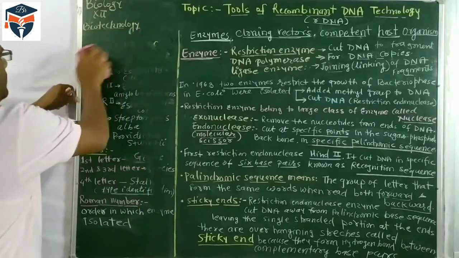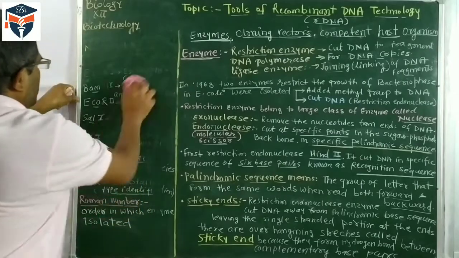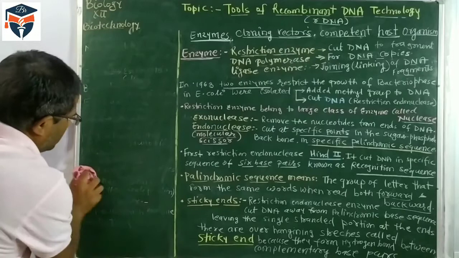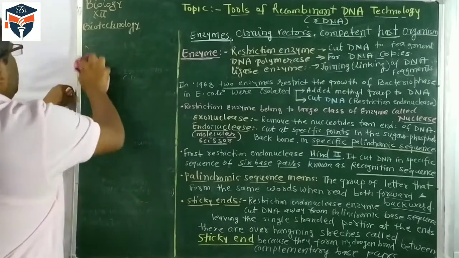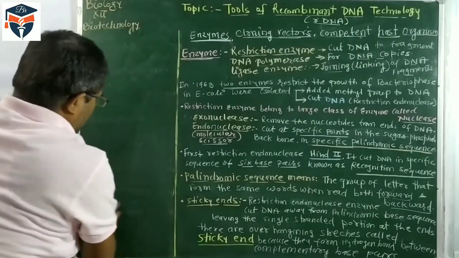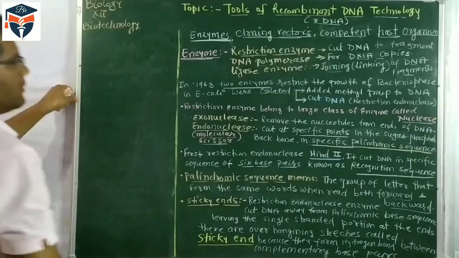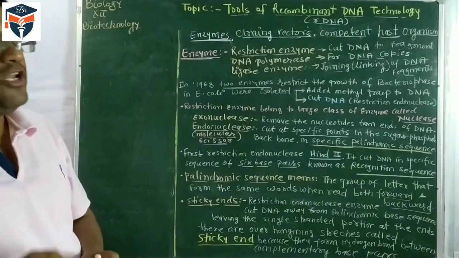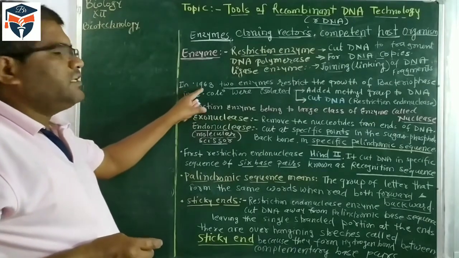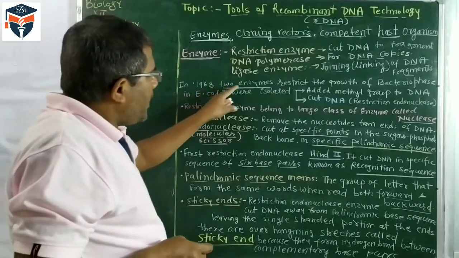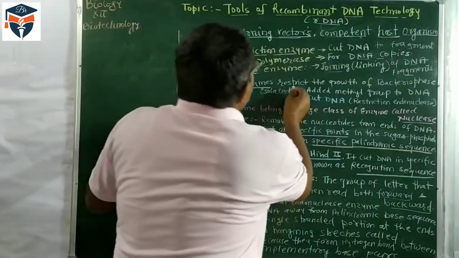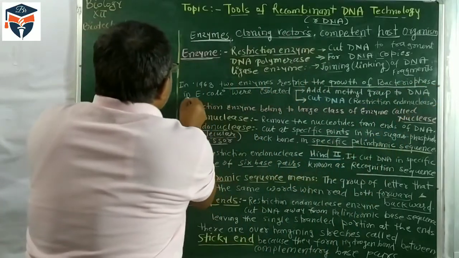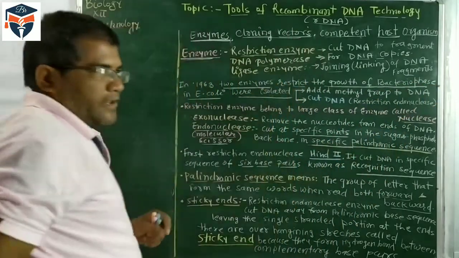Now we are coming back to the restriction endonuclease enzyme. Let us look at the discovery of the restriction endonuclease enzyme and the background for the work on the restriction enzyme. In 1963, two enzymes that restrict the growth of the bacteriophage in E. coli were isolated.